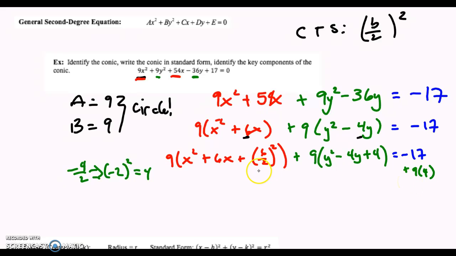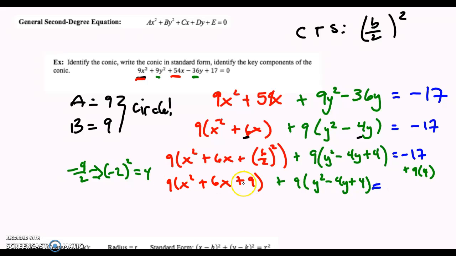I'm going to do the same thing in red. Let me clean up this math for you here. It's 9x squared plus 6x. 6 divided by 2 is 3. 3 squared is 9. And then I have plus everything else. The extra number that I added on was 9 times the 9. So plus 9 times 9 was added on. So on the right side of the equation, I have negative 17 plus 36 plus 81.